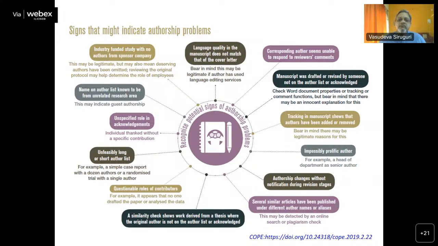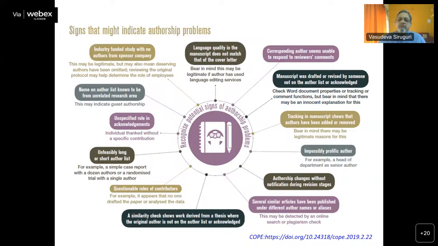And what are the signs which indicate these authorship problems? First, the language quality in the manuscript does not match the covering letter. Whenever you send a manuscript to any journal, you must enclose what is called a covering letter, mentioning what the manuscript is about, who the authors are, and all those things, and then send it along with the manuscript. So you find that the language used in the covering letter is different from the rest of the manuscript.